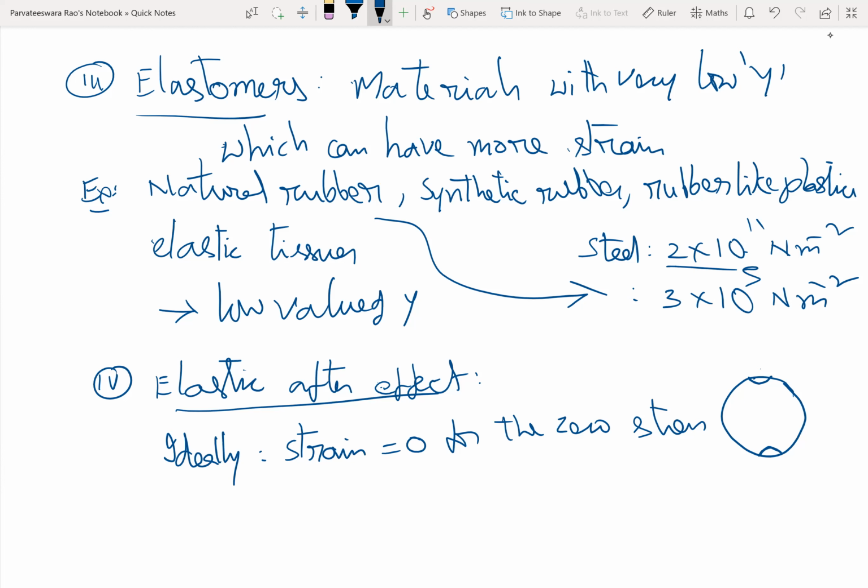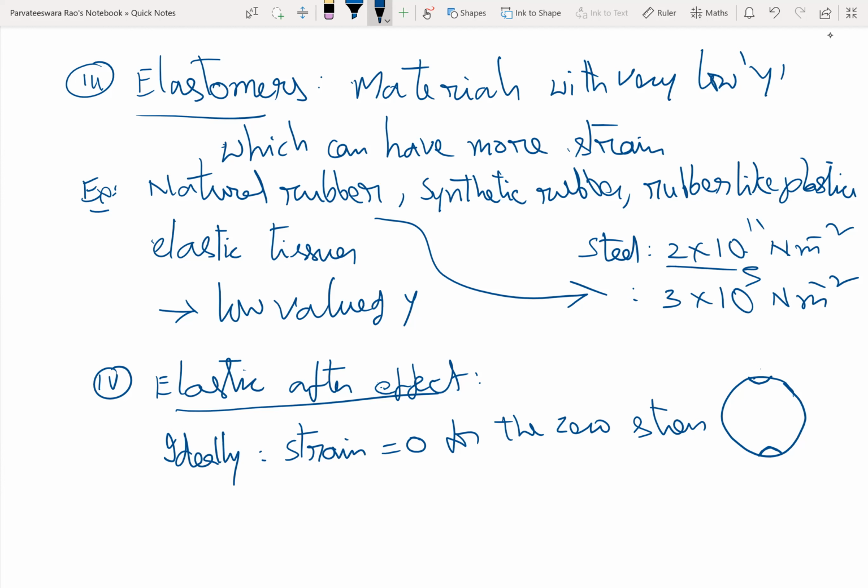Yes, sir. As and when you withdraw the fingers, immediately it gets the spherical shape. Will there be a time delay or is it instantaneous? There will be some time delay. Maybe less, but instantaneously strain will not disappear as and when the stress is withdrawn.